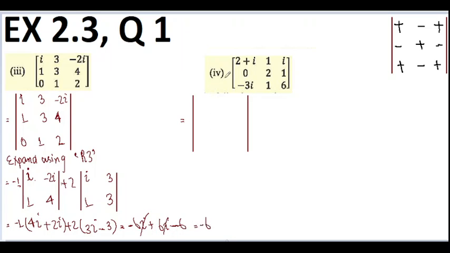Now we are going to solve part number 4, which says 2 plus iota, 1, iota, 0, 2, 1 and -3 iota, 1, 6. So we are going to write all these numbers over here. So we are going to get 2 plus iota, 1, iota, 0, 2, 1 and -3 iota, 1 and 6. Here the easiest row is row number 2, so we are going to expand using row number 2. Now it is equal to, using row 2, the first is 0, so we are not going to write it at all, and then positive and negative.